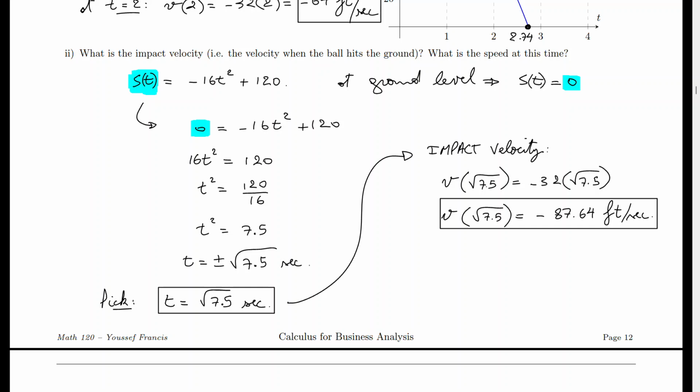So after 2.74 seconds, the ball hits the ground and it's going at negative 87.64, which tells me that the ball was going down at this moment. And therefore, the speed is the absolute value of the velocity at this moment. So the absolute value of negative 87.64 is going to be 87.64. And again, the unit is basically the same, feet per second.